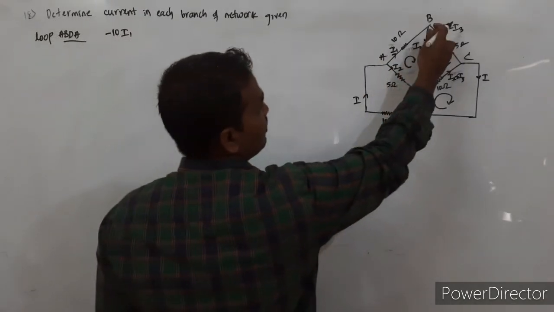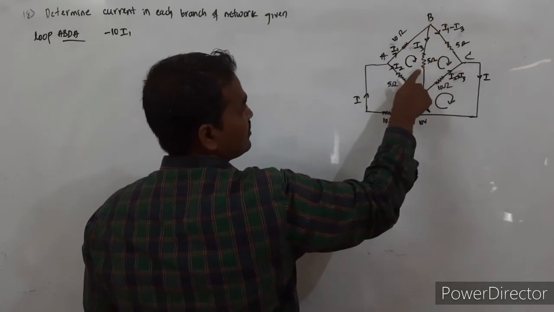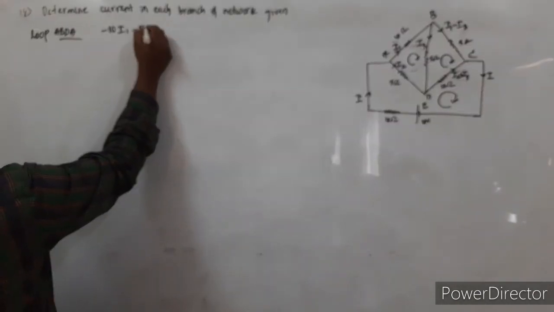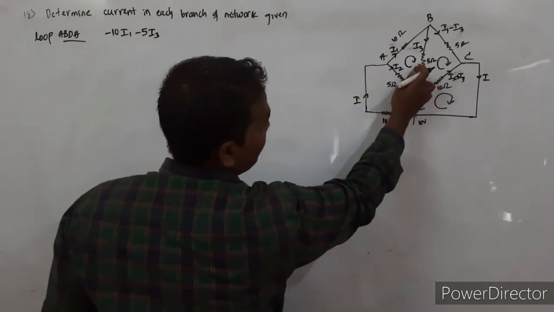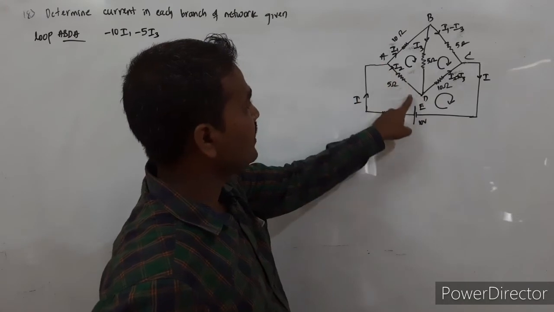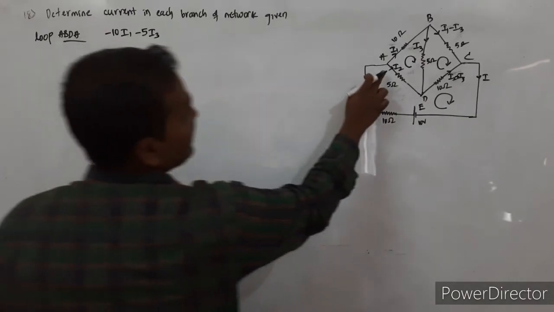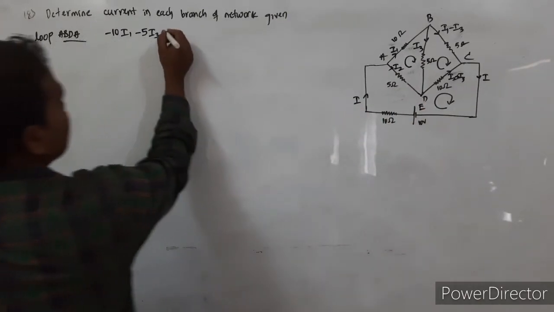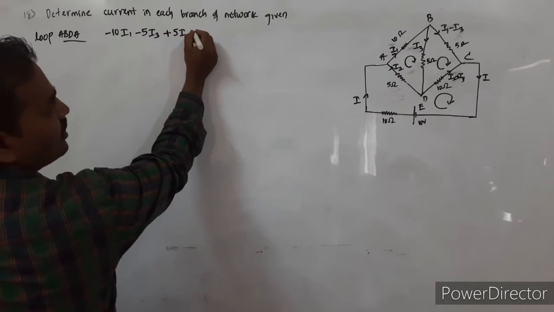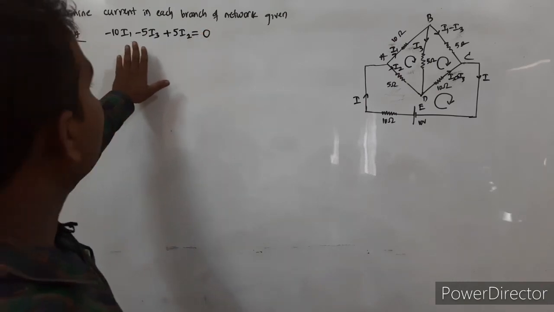Again, when I move from B to D, the direction of current is in the same direction as our assumption. The potential drop at this is equal to what? Minus of 5 into I3, minus 5 I3, I get it here. Then when I move from D to A, the potential drop here is equal to what? Minus of, but here the current is coming in the opposite direction, so I take it as a plus of 5 into I2, is equal to 0. Okay, so this is for the first loop.